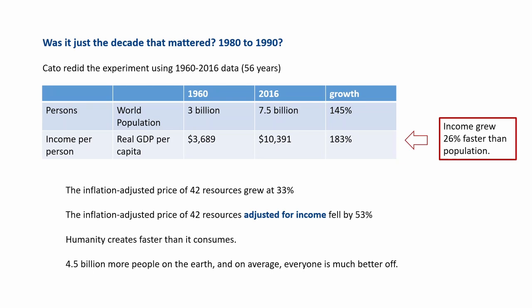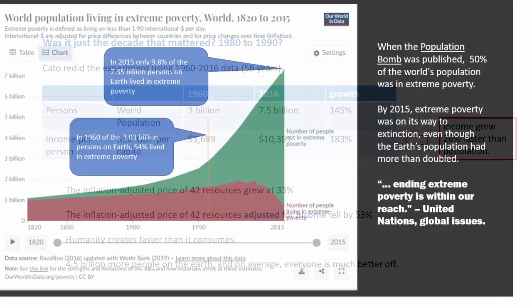So let's adjust those prices of 42 resources for the amount of income. Okay, you have to spend more on your groceries, but what percentage is it of your overall income? It's less. In fact, it fell by 53%. The world went up by 4.5 billion people, but our food, our resources got cheaper by half. Humanity creates faster than it consumes. That's the key. Want another example?